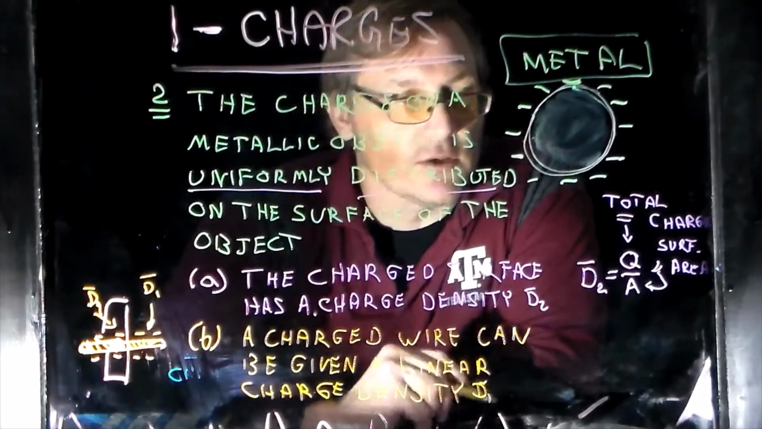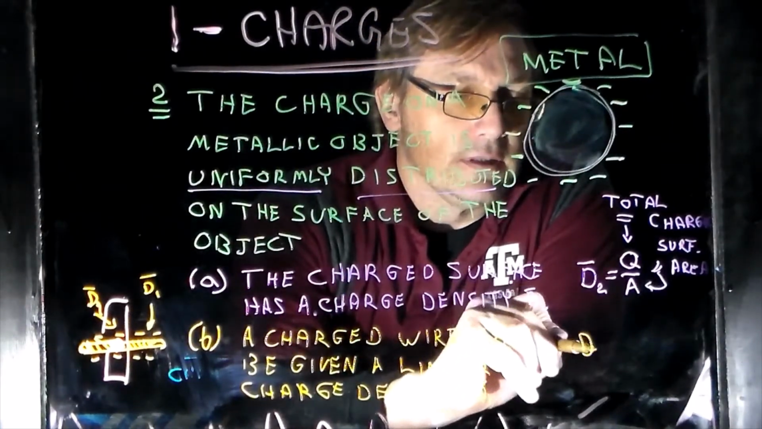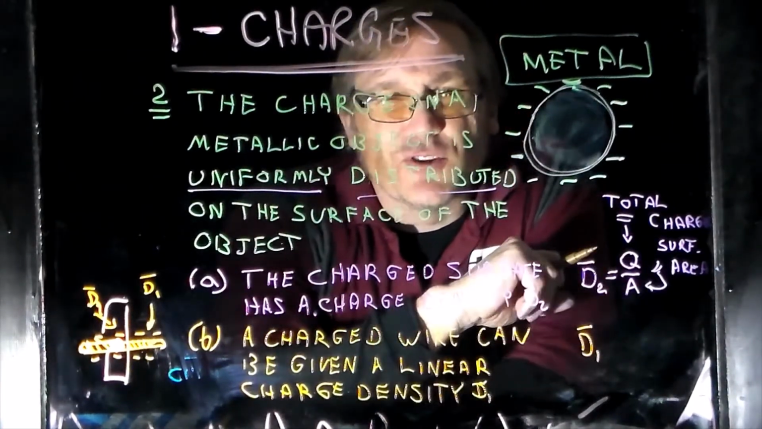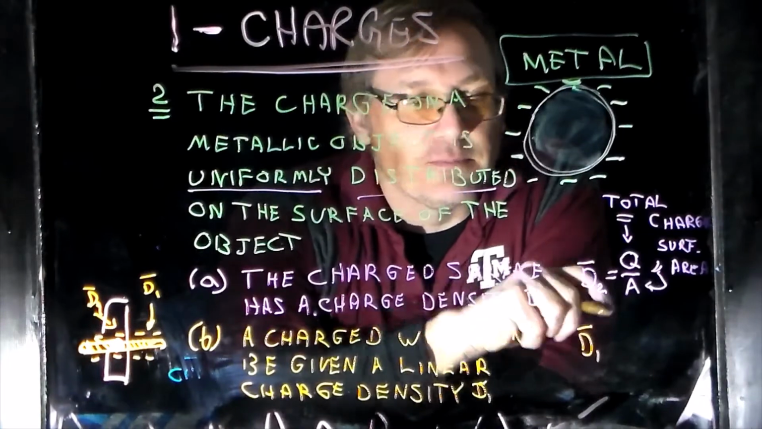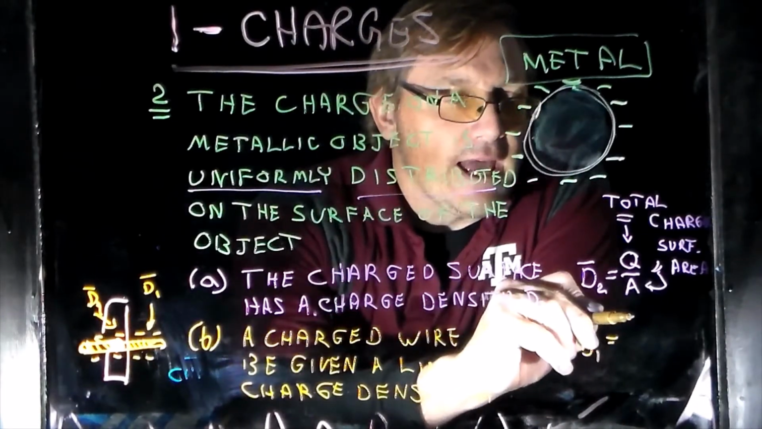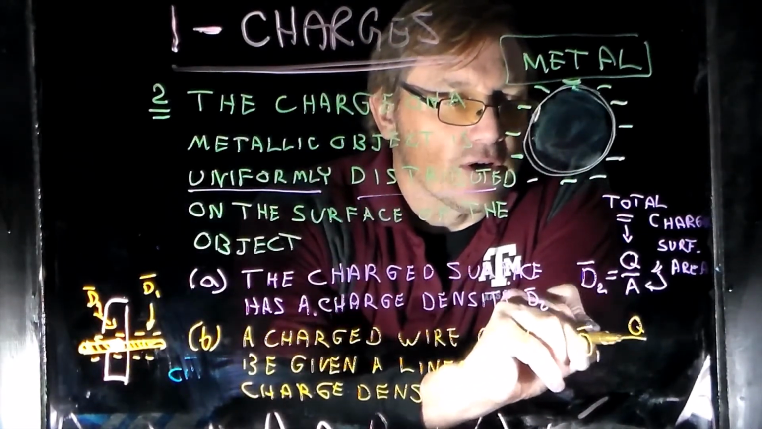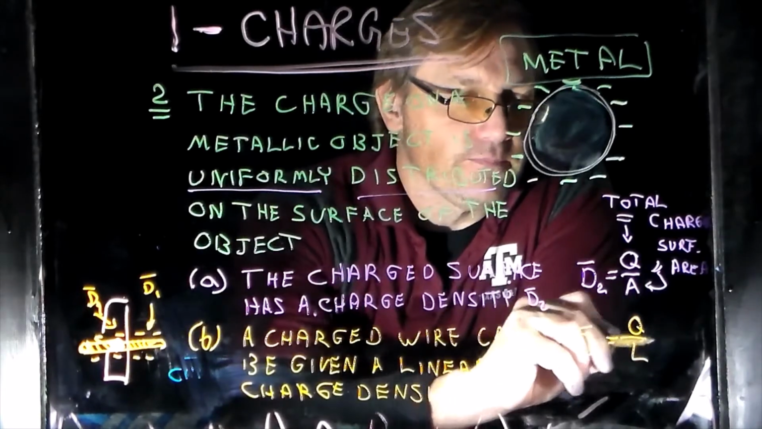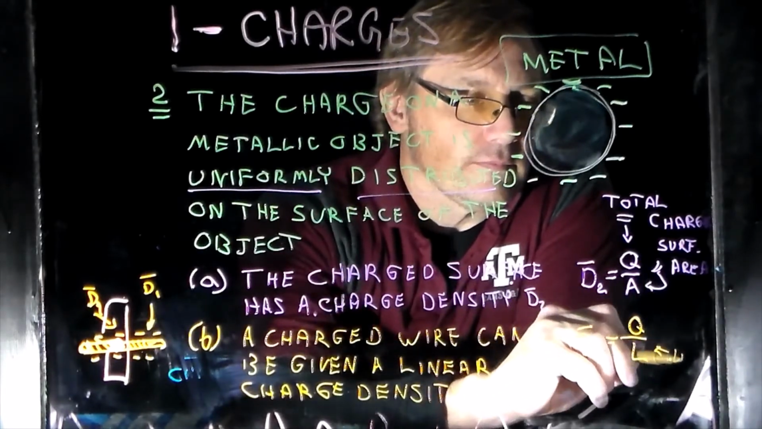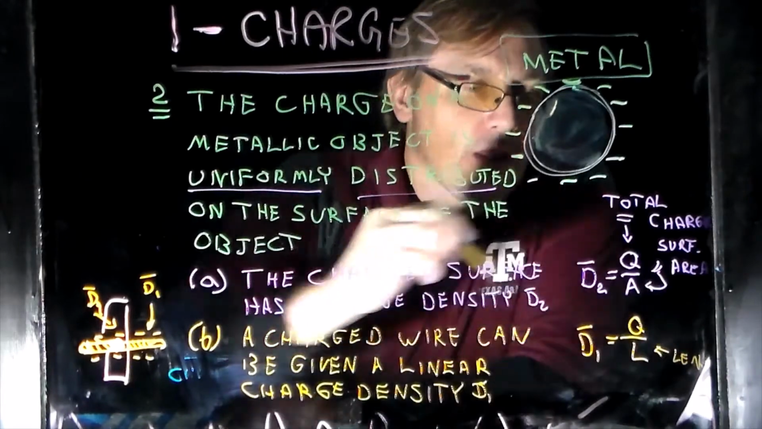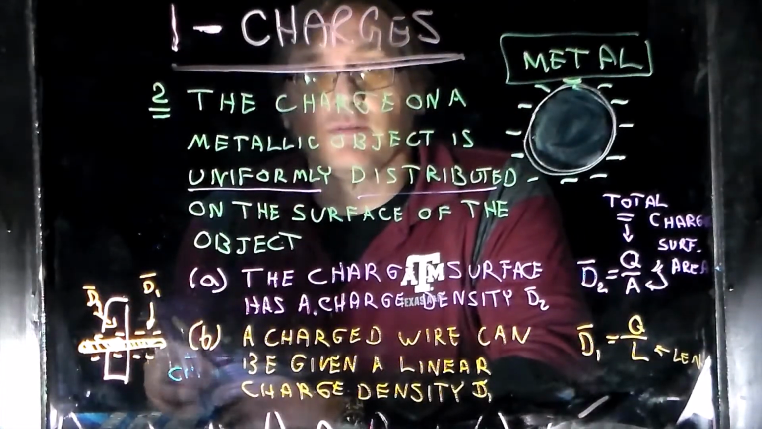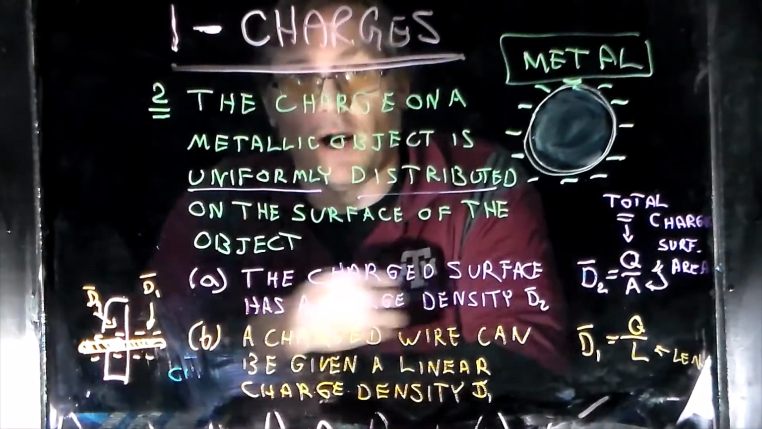That's all we're going to do. We're not going to do any variations on that or try to figure out distributions. That's fun. That's a lot of fun. But we're going to be happy just saying that if we take the total charge and divide it by the length of the wire, we end up with the linear charge density of the wire.